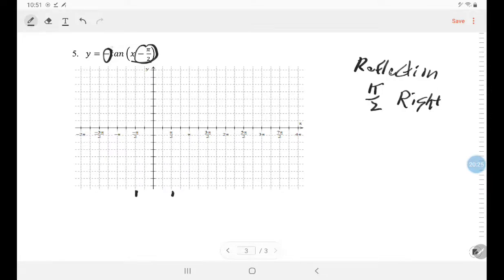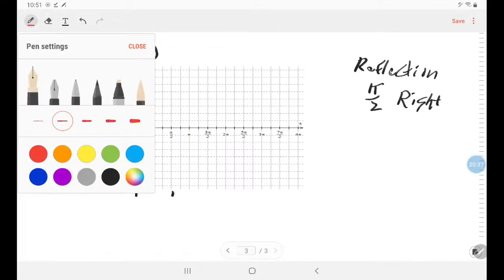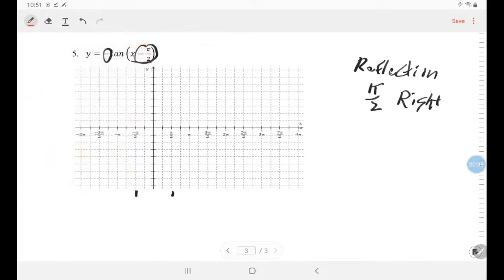Is having this reflection or multiplying by -1 going to change the asymptotes? No. The A does not change the asymptotes. Only this does. So I'm not going to graph the original because it's going to get too cluttered. I'm just going to say, this asymptote that used to be at pi halves is now shifted pi halves to the right.